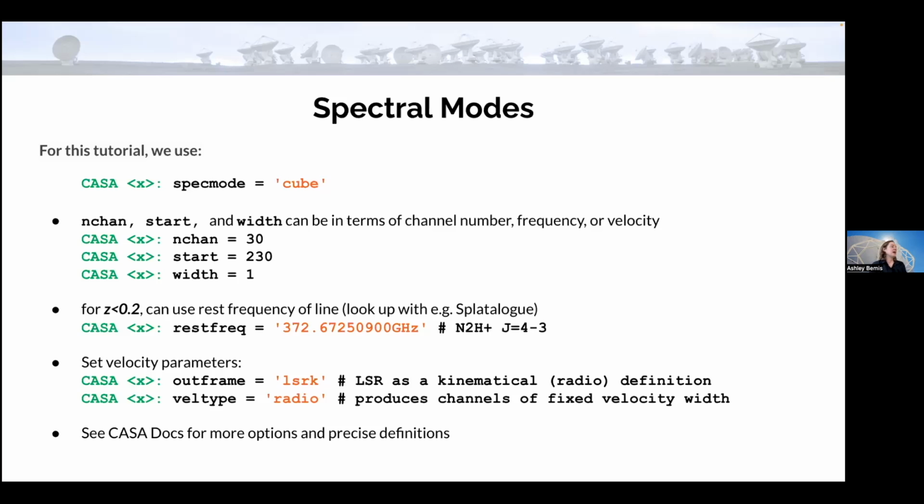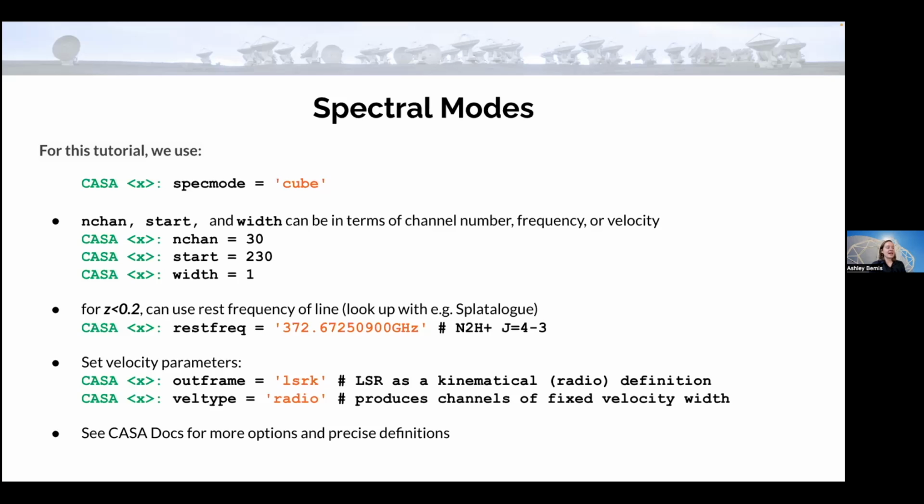So nchan equals 30. I'm telling tclean I want to image 30 channels. I want to start at the 230th channel. And I want my width to simply be one channel, so a single channel that corresponds to the original width of the channel. We could bin if we wanted to, and we could pick a width equals 2, but we would need to reduce the number of channels to compensate for that.